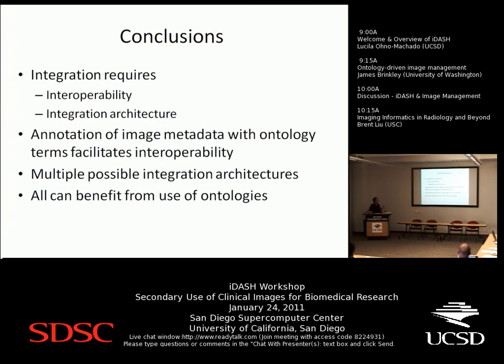So in conclusion, I think it sounds like integration is a major theme of this center, and it's a major theme in general, not just here. NIH is very interested in it, because there's a need to not redo all these experiments. But in order to do integration, you have to have interoperability. The data have to mean the same thing, whether it's genomic data or image data. And you have to have some kind of way to do this, some kind of architecture to integrate them. And I think that what we're saying here is annotation of image data with ontology terms will facilitate the interoperability. There are multiple possible integration architectures, as I mentioned, but all of these can benefit from the use of ontologies.